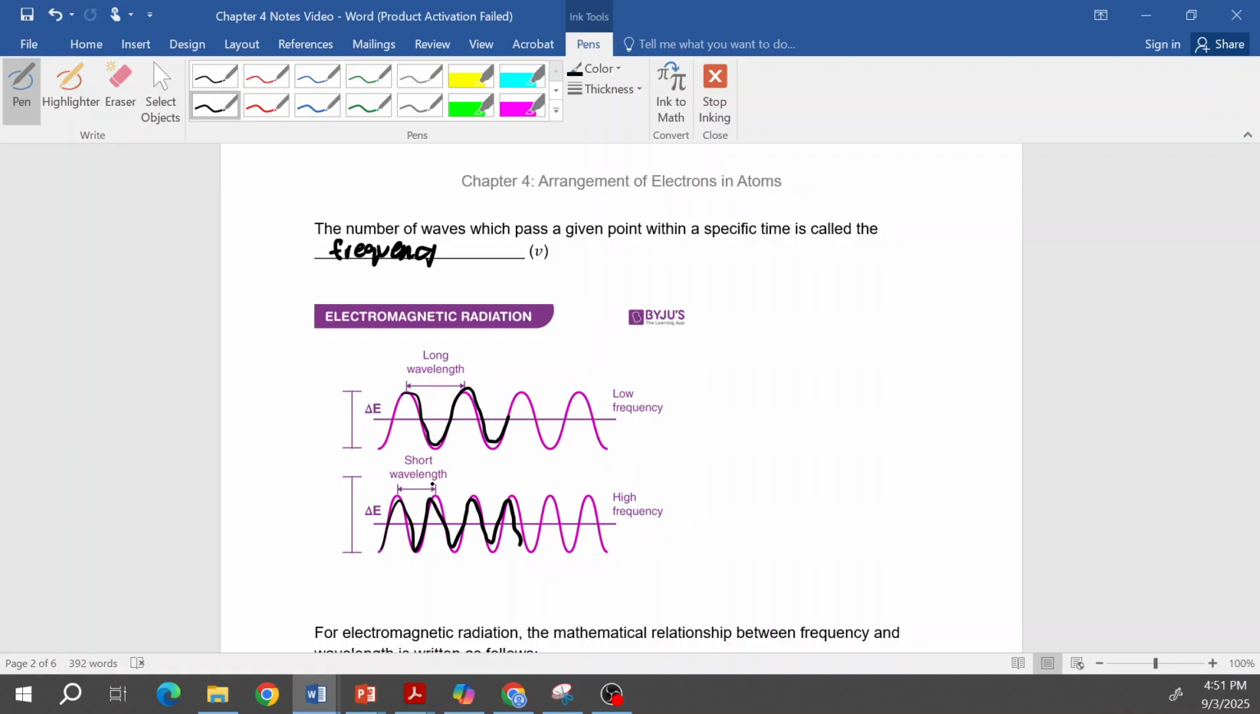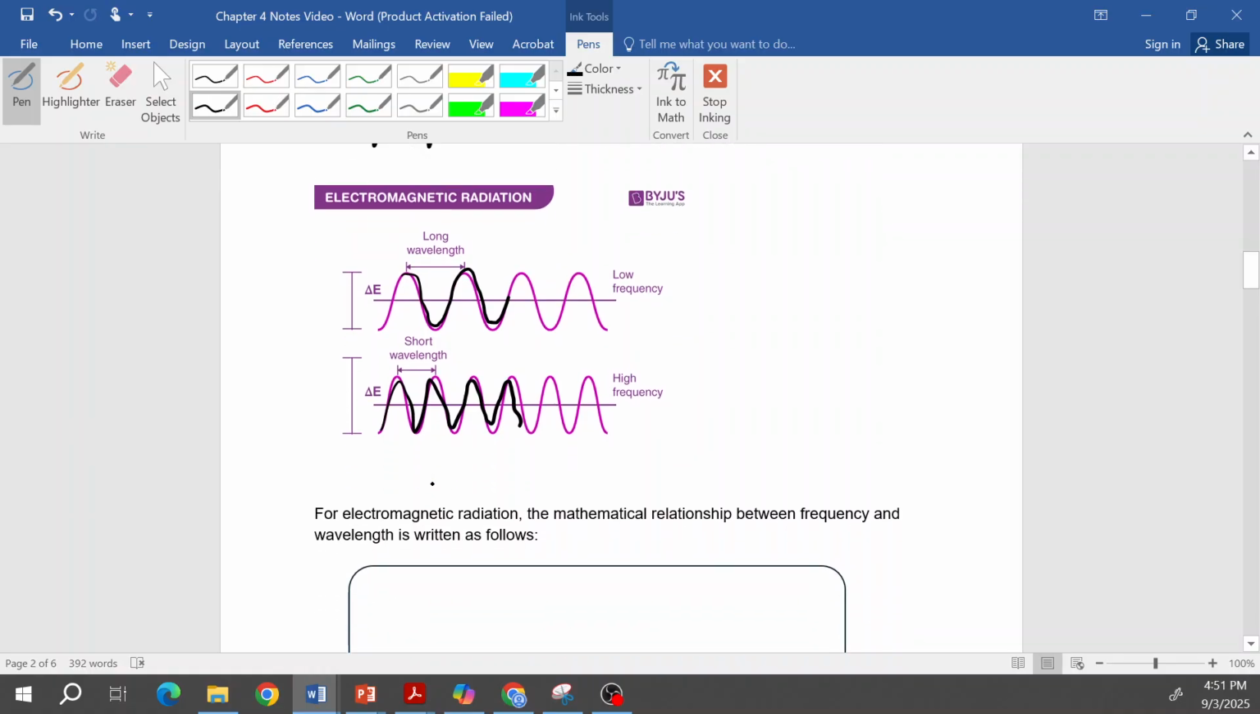Okay, so frequency just tells me how many peaks and troughs I'm getting. If I have a lot of peaks, I'm going to have high frequency. If I have not many peaks, I'm going to have low frequency. So those are the two things we need to know. We need to know frequency and wavelength, and we need to know that they're kind of inverses of each other, right? As my frequency increases, my wavelength decreases, and vice versa.